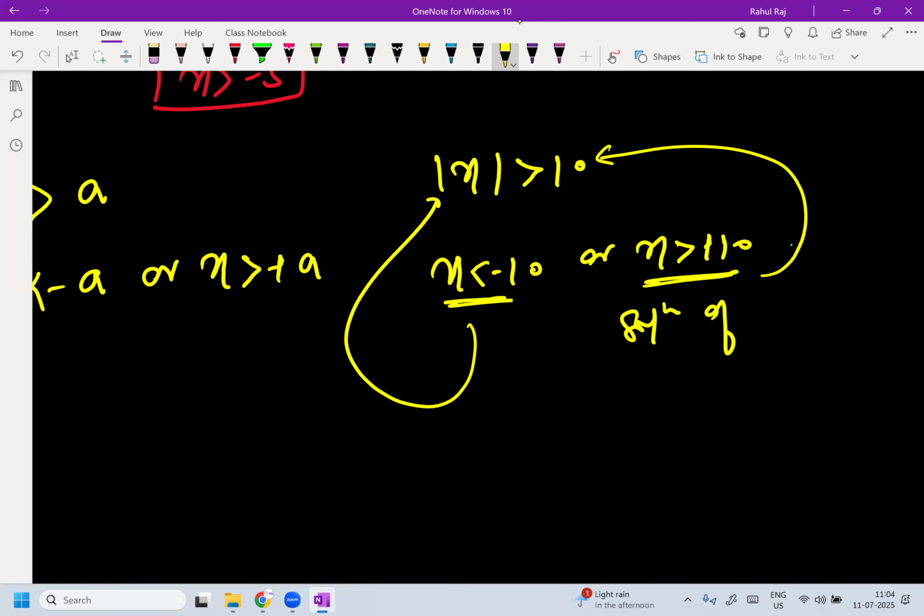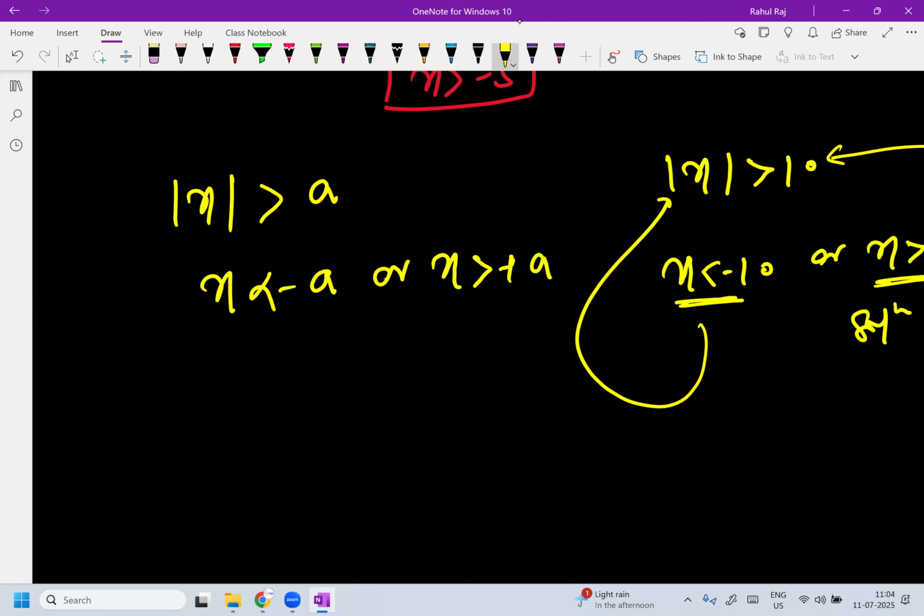And if you have to solve it, you simply solve it. Just ensure that mod x greater than a means x is either less than negative a or x is greater than positive a. And again, please understand this is a positive element. There should be no doubt.